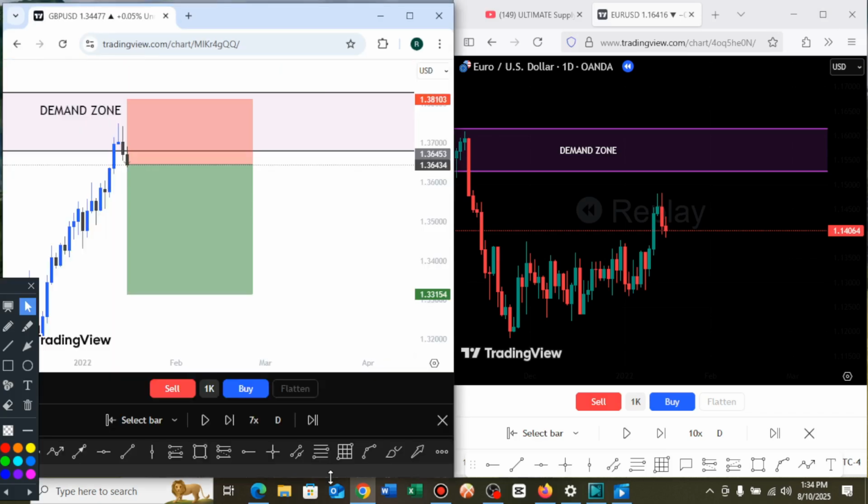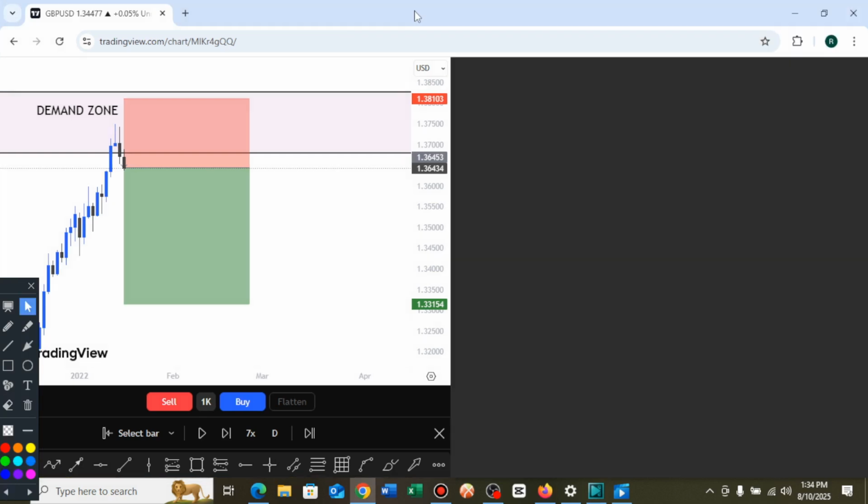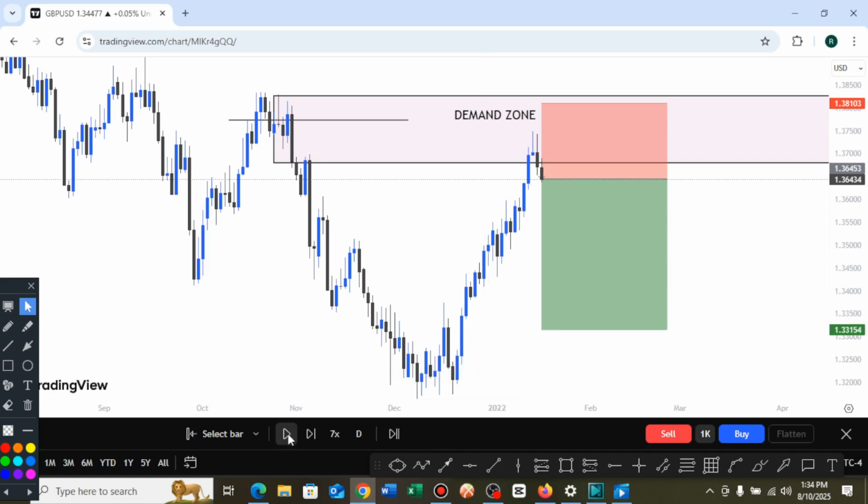You can also see a rejection in Euro-USD followed by a bearish engulfing candle. These two pairs are now aligned, showing strength in USD. We can then initiate a sell position here, with a 1-to-2 risk to reward ratio.